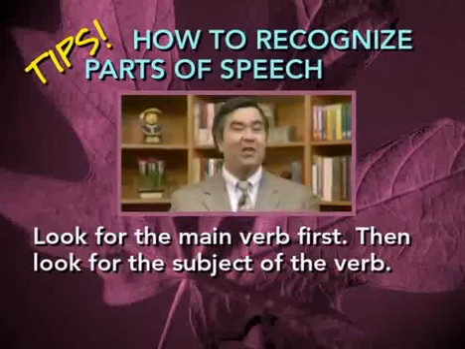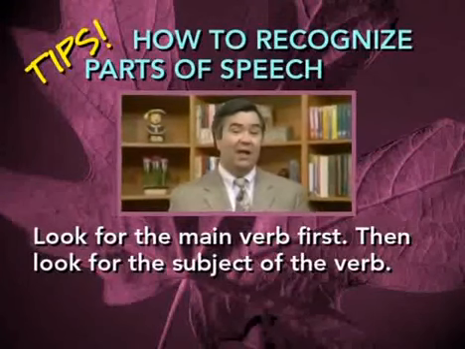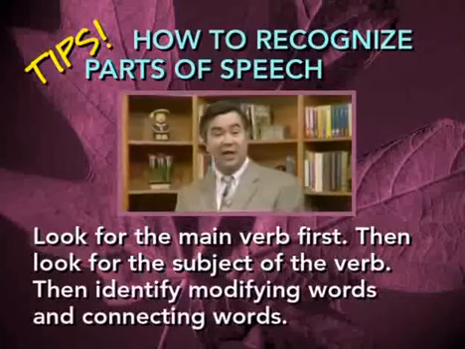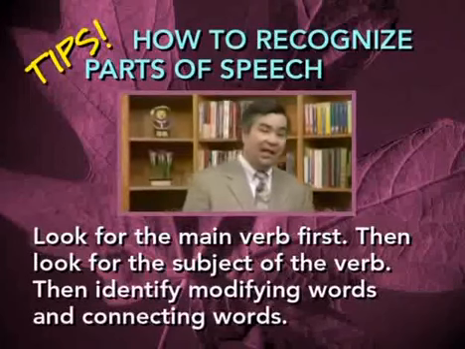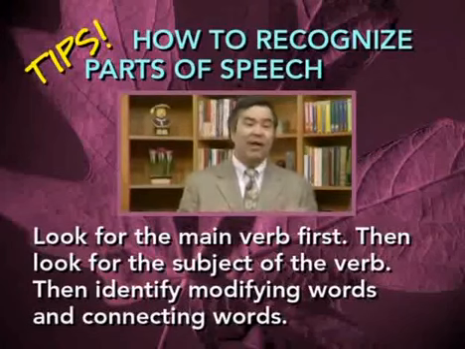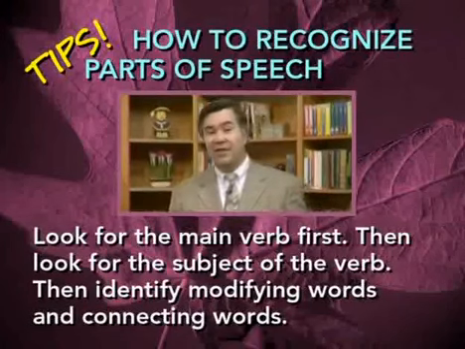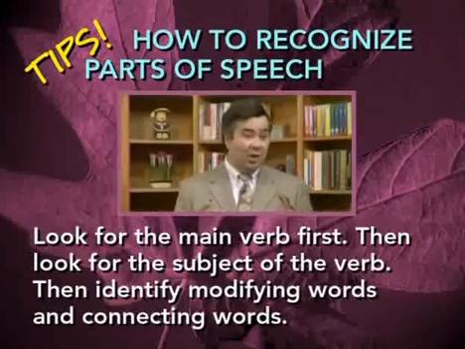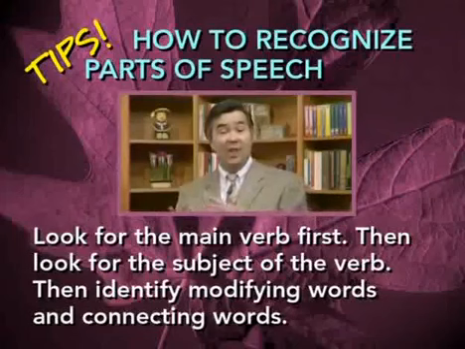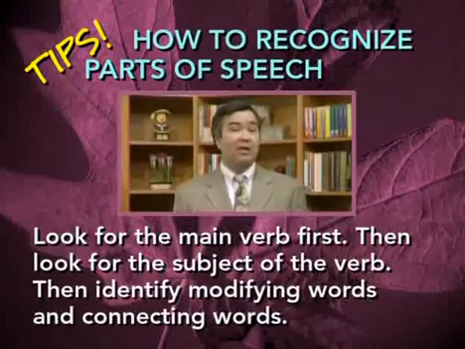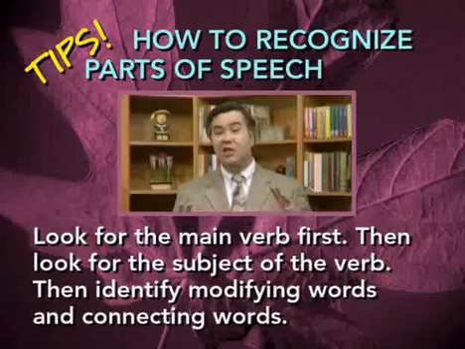Once you've identified the verb and the noun or pronoun which is the subject of the verb, you can then begin to fill in the rest of the sentence. You can identify the modifying words, adjectives, articles, and adverbs. You can identify the connecting words, the conjunctions and prepositions. And little by little you can fill out all the rest of the sentence and understand how it all works together. So begin by identifying the verb, then look for the subject of the verb, and gradually fill in the other parts of the sentence. That's usually the easiest way to understand the structure of a sentence.